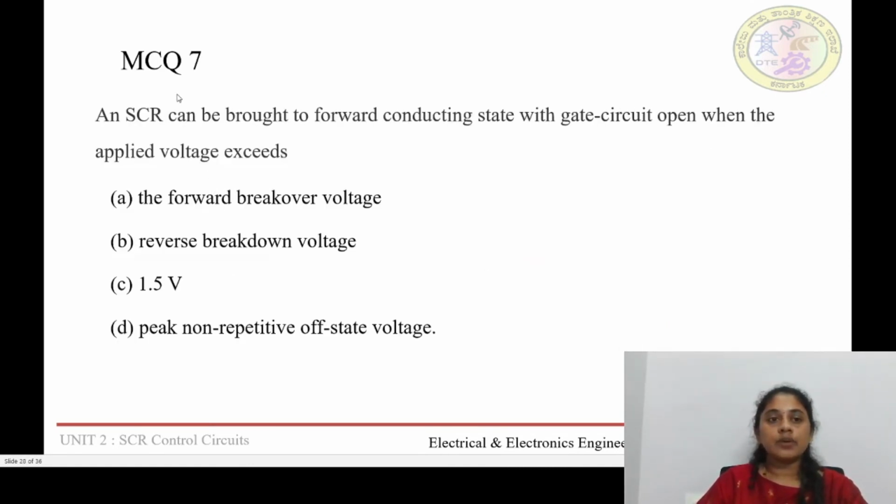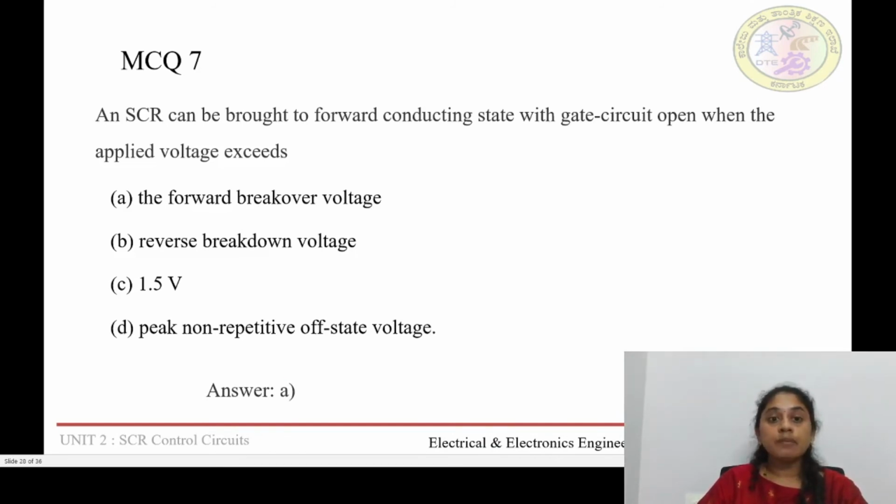Next question, question number 7. An SCR can be brought to forward conducting state with gate circuit open when the applied voltage exceeds: A, forward breakover voltage, B, reverse breakdown voltage, C, 1.5 volts, D, peak non-repetitive off-state voltage. Yes, you are correct. The answer is A, the forward breakover voltage.